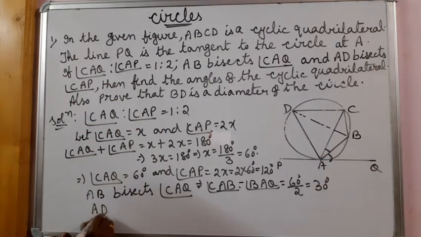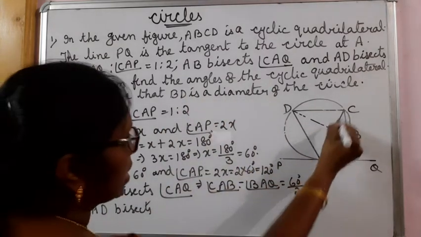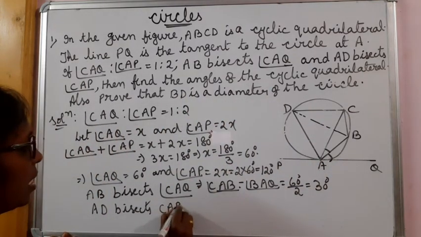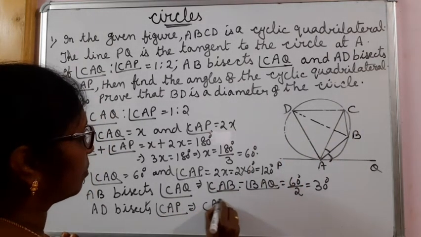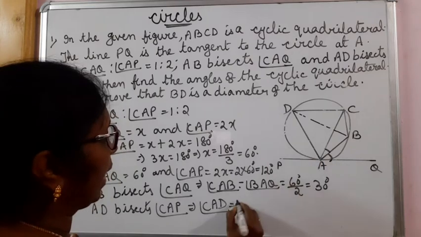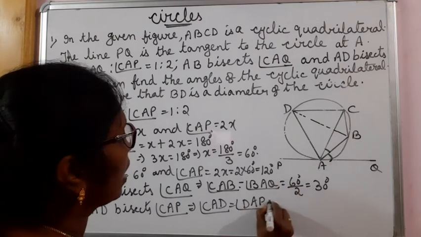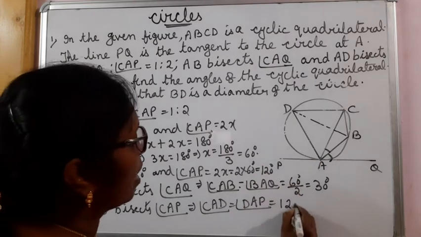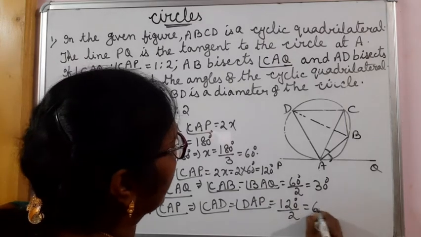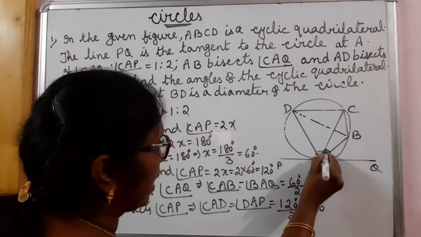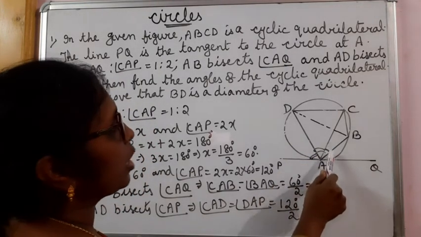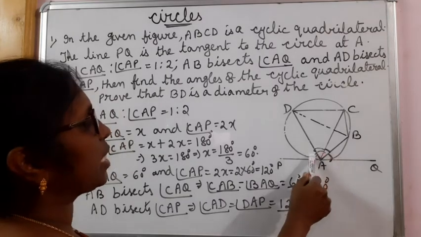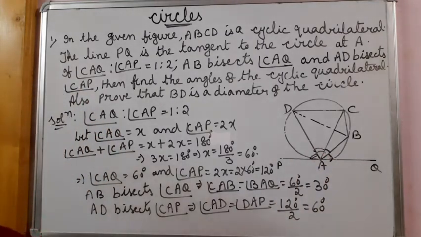Same way, AD bisects angle CAP. That means angle CAD is equal to angle DAP. That is, CAP is 120 degrees, 120 degrees by 2 gives you 60 degrees. That is, this angle is equal to this angle. So these two are equal, 30 degrees each. These two are equal and they are 60 degrees each.